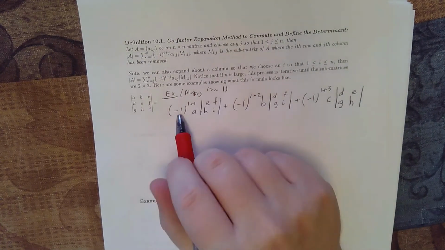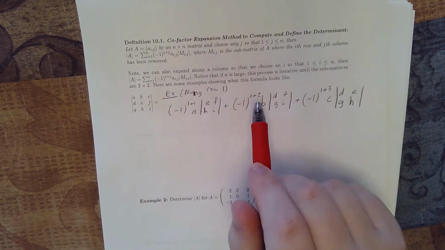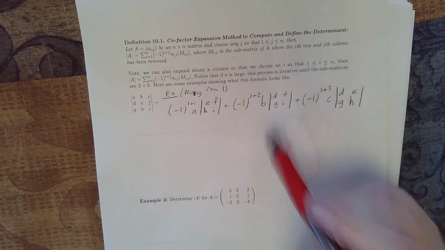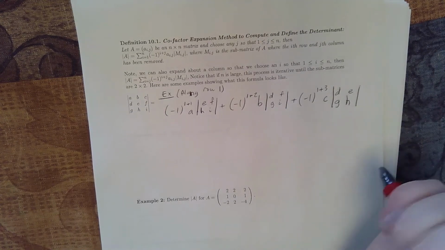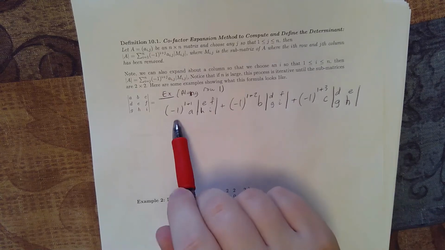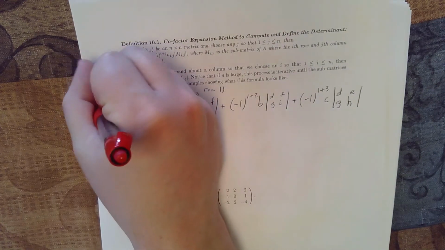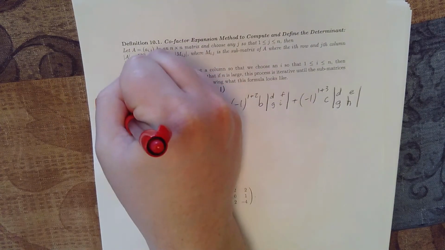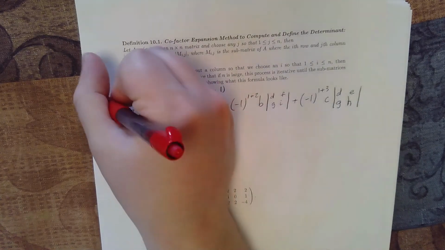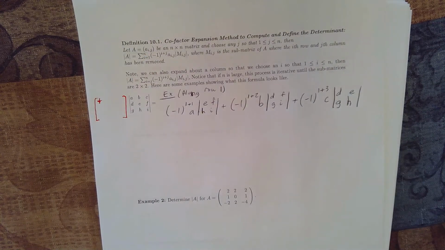When we're looking at these negative ones to the whatever power, what you should notice is that since the exponents are changing by 1 each time, we're really having alternating signs here. So if we're using this first entry, because it's in the first row and first column, this is going to be a positive sign. I'm going to draw a little table for us here. So this will always be a positive sign if we're using it for the cofactor expansion.